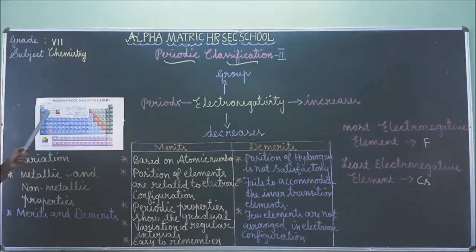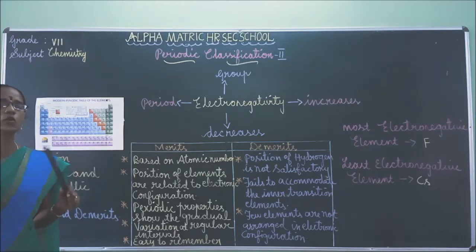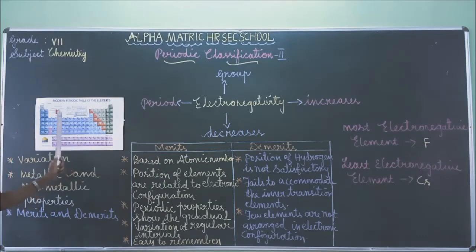If you take the first or third group, you can take the third period. So what are the elements present in the third period? Sodium, magnesium, aluminium, silicon, phosphorus, sulfur, like that, isn't it? If you take sodium and magnesium, they are metals, so they are present at the left hand side of the periodic table.